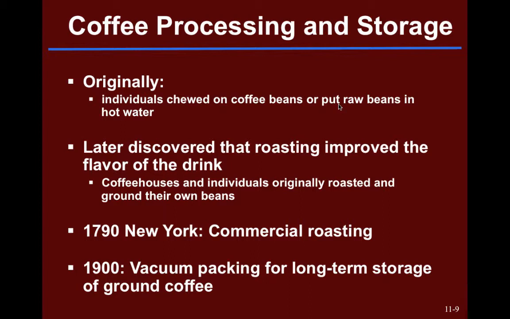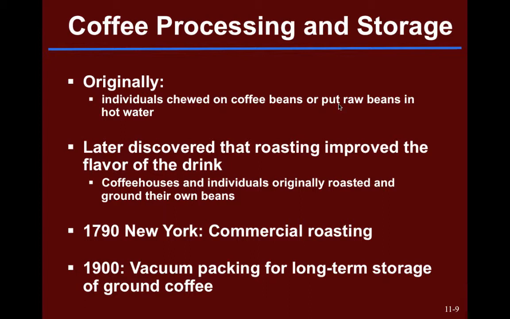We saw our first evidence of commercial roasting for others in the late 1700s in New York, here in the United States. And then in 1900, vacuum packing for long-term storage of ground coffee. So ground coffee is perishable, and before this it needed to be ground closer to the time of consumption. But when vacuum packing became available, then we saw the ability for coffee to be ground ahead of time and then distributed.